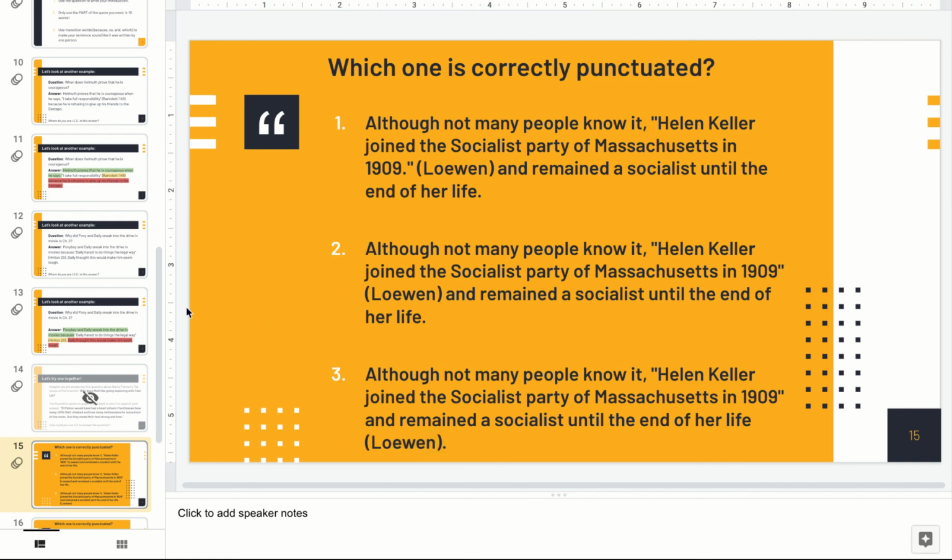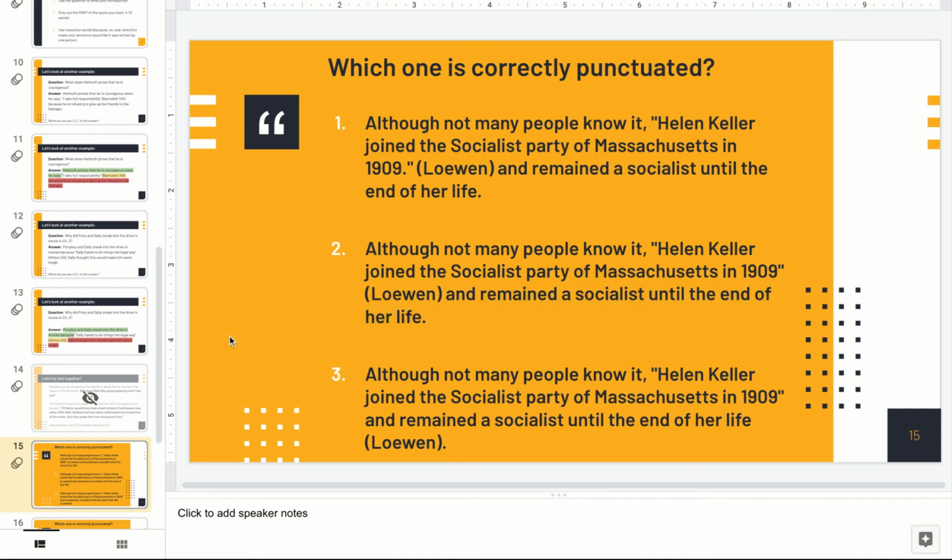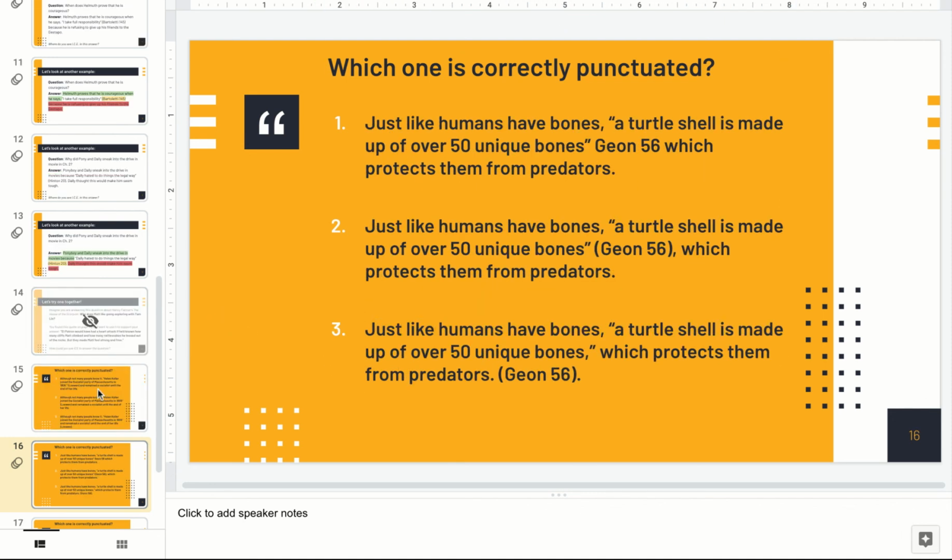The correct answer is number two, because that is the one that they are icing in the proper order. We have, although not many people know it, as our introduction, we have our quote, we have our citation, and then we have our explanation. You'll notice that the citation just has the author's last name because there wasn't a page number in this situation, and so that's totally appropriate.